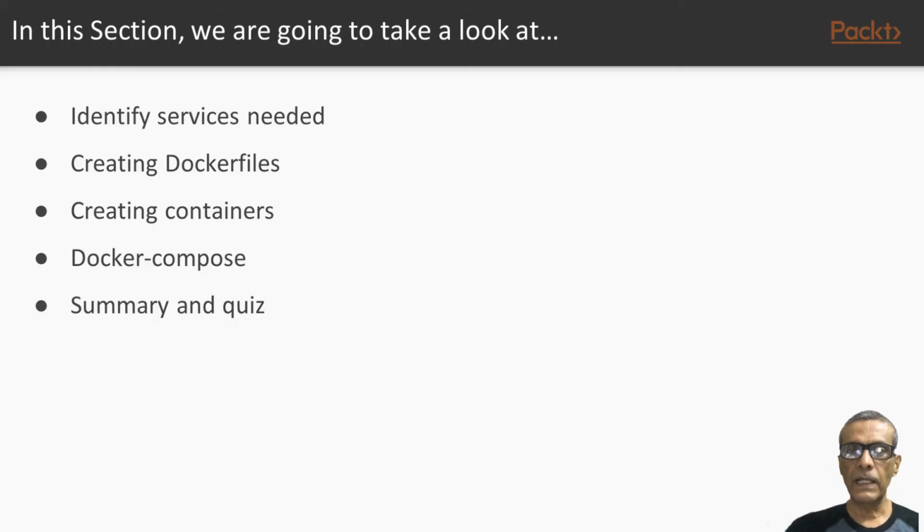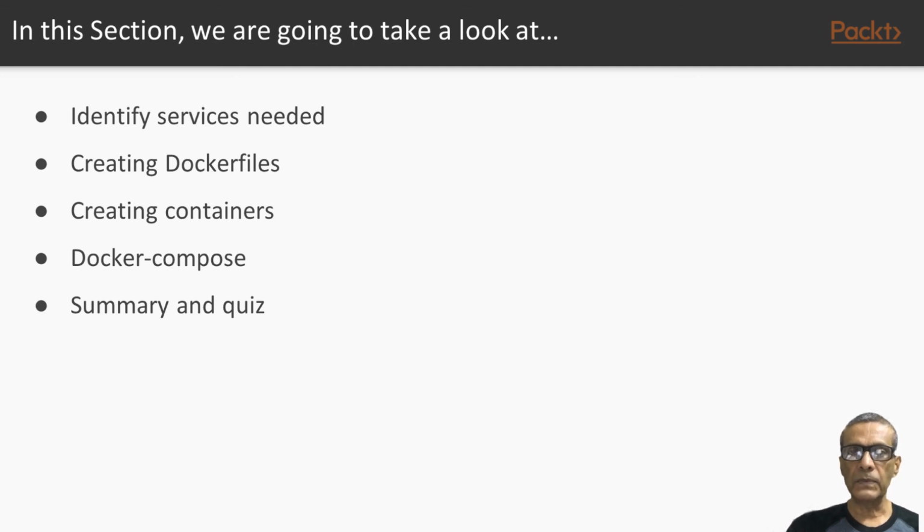In this section, we will have a look at these areas. First, we will identify the services needed. In here, we will see various components needed for the microservices for the web app. Next, creating Dockerfiles. We will be creating individual Dockerfiles for each component in this video and build images from these Dockerfiles. And then creating containers. In here, we will create containers from the Dockerfile images and run the web application.